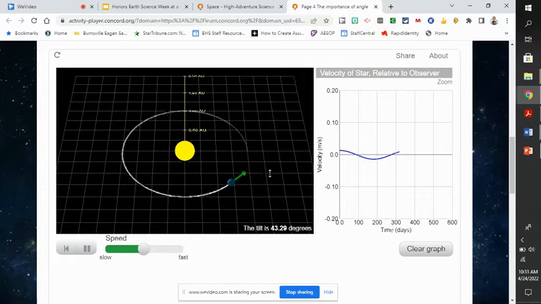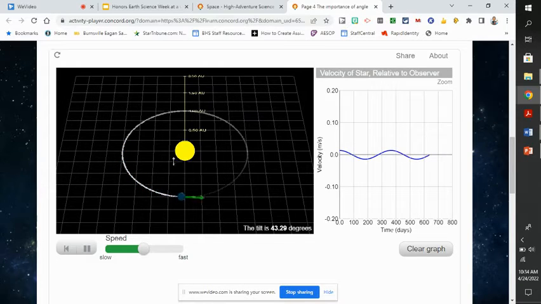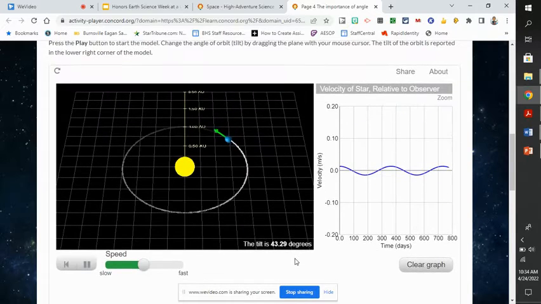Remember, as the planet moves, the star is also moving. So as the planet moves away from us, the star is moving toward us, providing what we'd see as a red shift, so velocity toward us. And as the planet moves toward us, the star is moving away from us, and that wobble is what we measure. Okay.